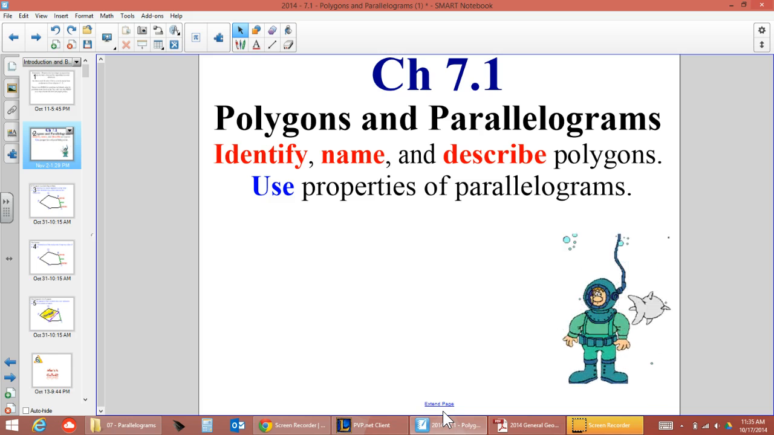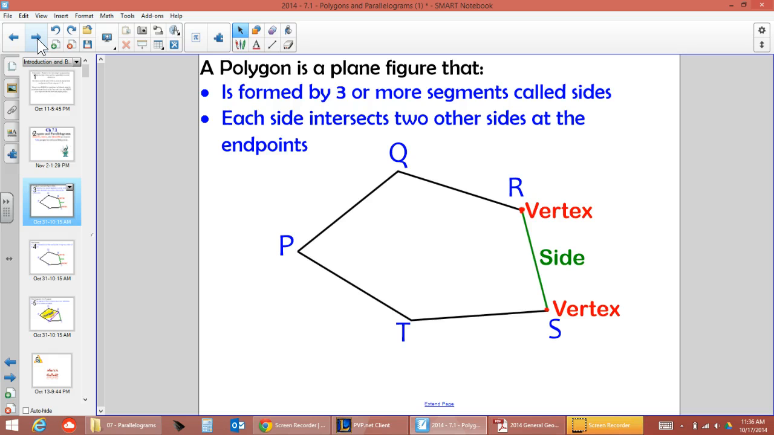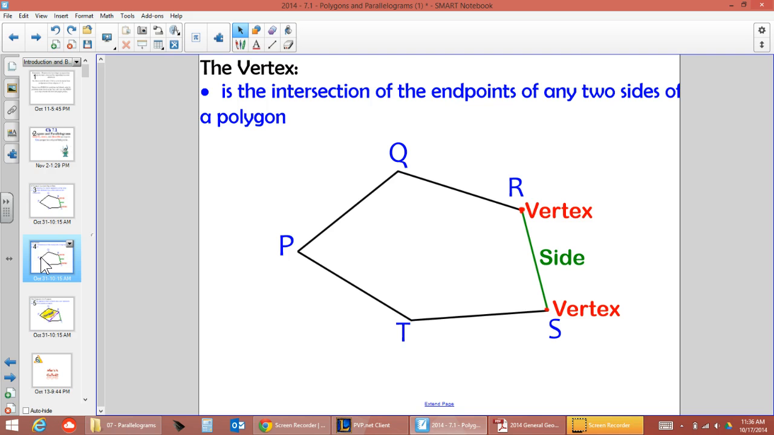We're going to be able to name and identify all the different kinds of polygons. So first off, a polygon is a plane figure that is formed by three or more segments called sides. Each side intersects two other sides at the endpoints. The endpoints are called vertices or vertexes. So in this polygon we've got a side, a side, a side, a side, and a side. So there's 5 sides, and each side is connected at an endpoint called a vertex. Okay. The intersection of any two sides of a polygon, that's the vertex. We talked about it. The vertices, pluralizing it.